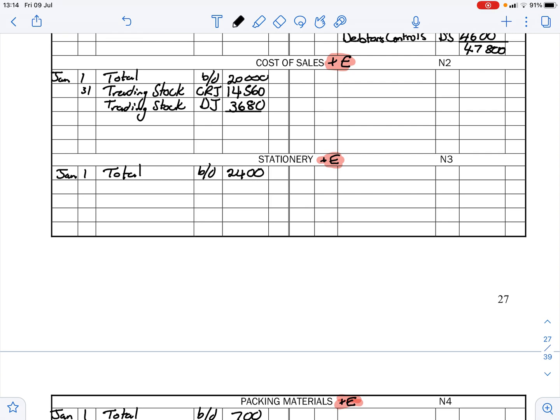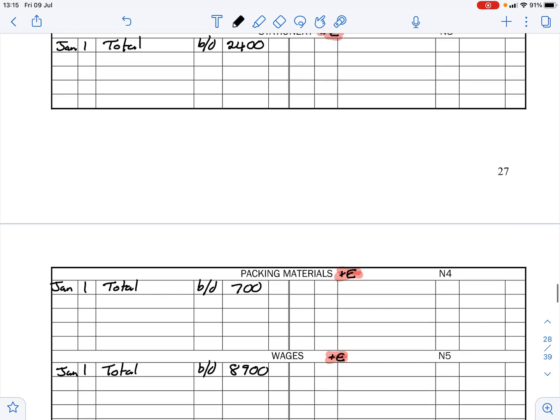All we need to do now is to close off this account and total it. So we take our 20 grand plus 14,560 plus 3,680, which should leave us with a total of 38,240. That is the amount of stock that we sold up until this point in the year. We then move to our expenses.